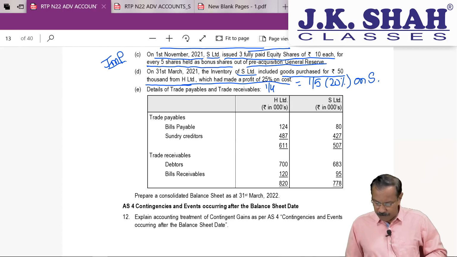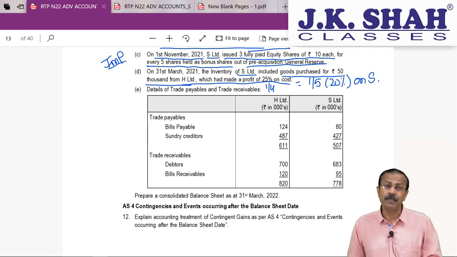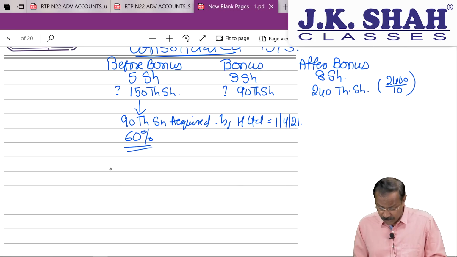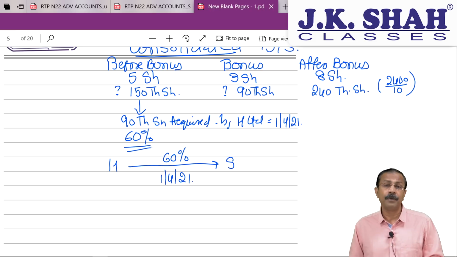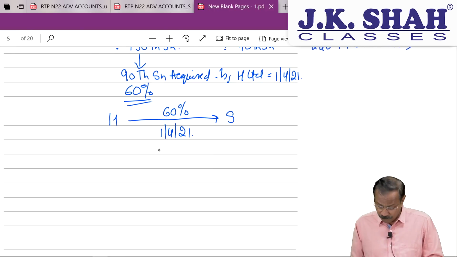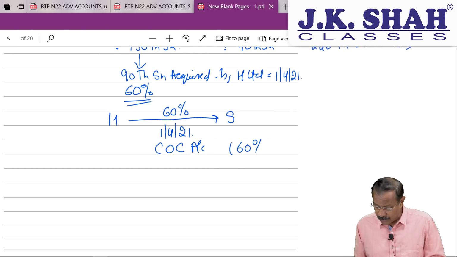Details of trade payables and trade receivables are given. Breakup is given. What is bills payable, creditors, debtors and bills receivable. Prepare a consolidated balance sheet as on 31st March 22. What you have to understand is H company is having a 60% stake in S Limited. It was acquired on 1st April 21. So when you prepare a COC account, remember it will be for 60% stake.